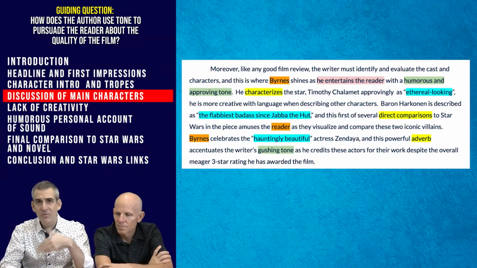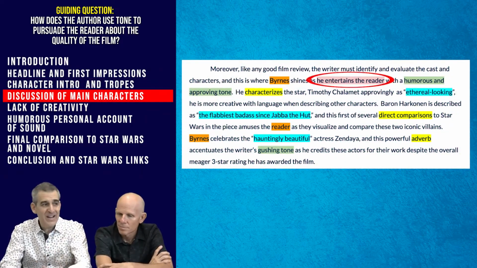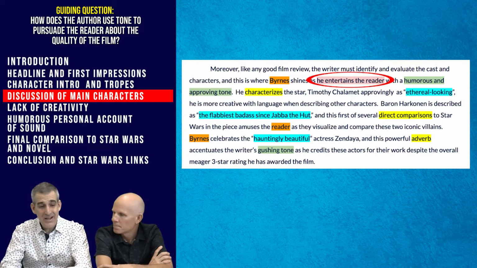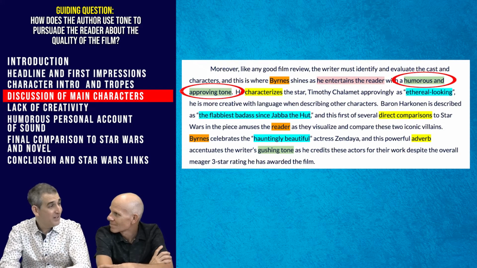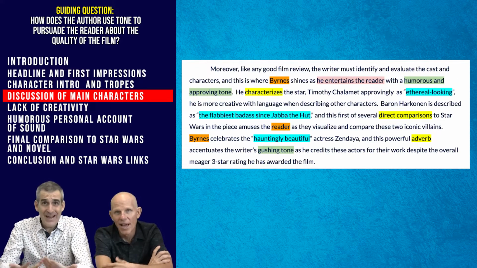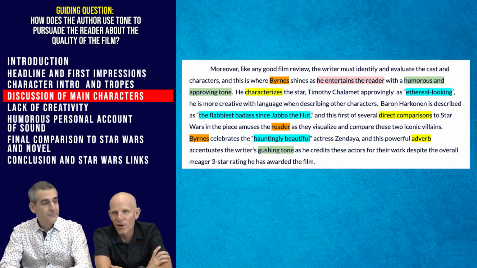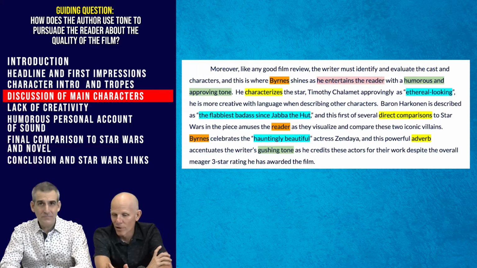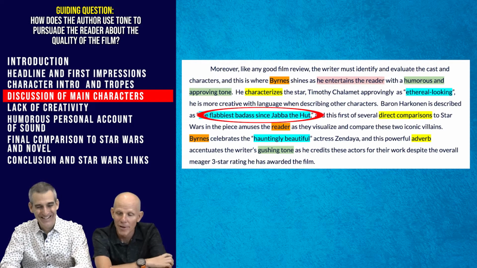They're talking about, we're moving more to an entertaining aspect. The purpose here is to entertain, and they're looking at that more humorous tone because they want it to be entertaining. We can't just slam the film. That's not nice. The sort of sarcasm and the humor really stands out. And again, talking about that he's the flabbiest badass since Jabba the Hutt, that's funny.